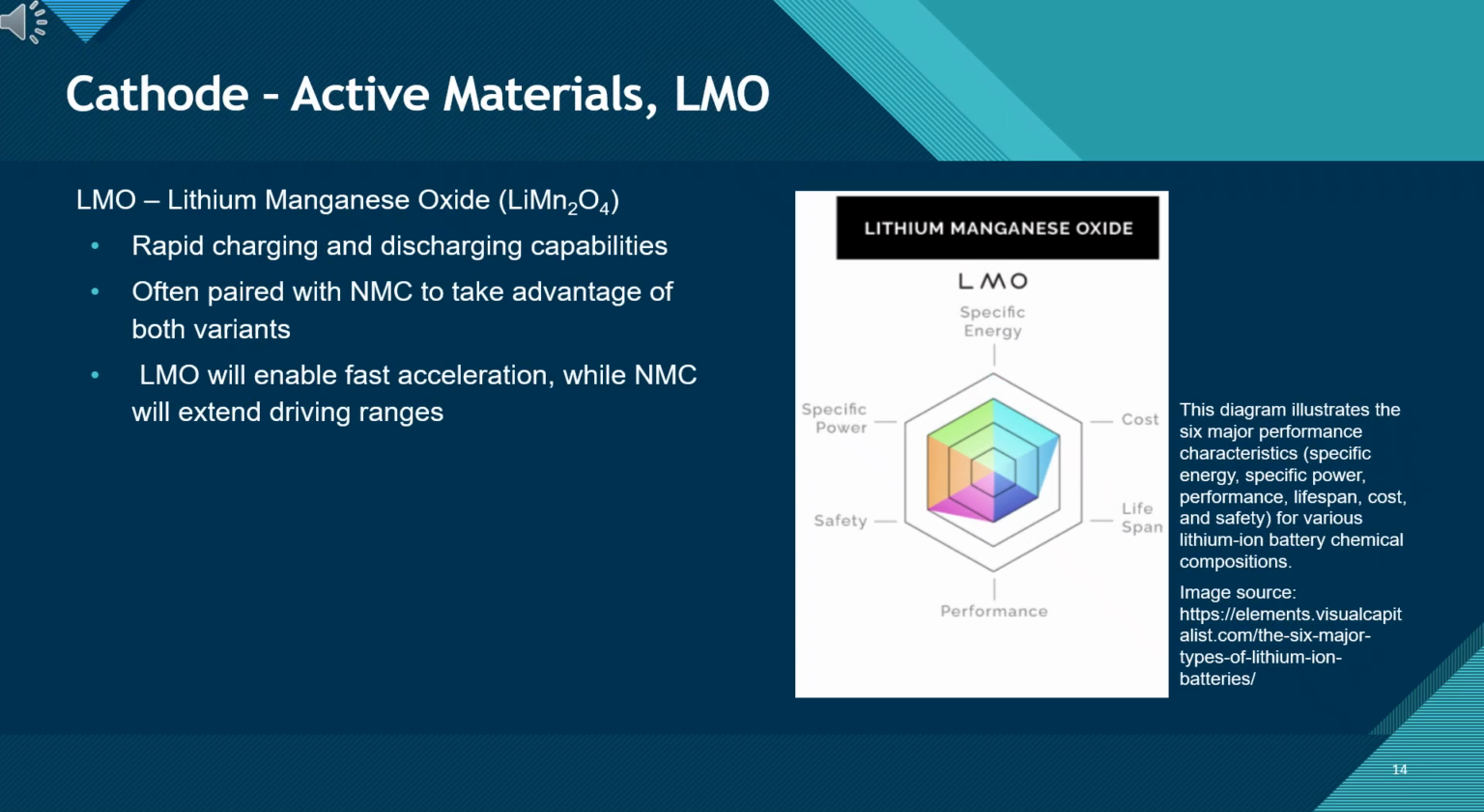Cathode active materials, LMO. Next, we have LMO, lithium manganese oxide. If you look at the spider chart, you will see a balanced profile, but its standout feature is specific power. This refers to the battery's ability to deliver high current quickly on demand. Because of this ability to discharge energy rapidly, LMO is a popular choice for power tools, such as cordless drills and saws, and medical devices. It provides that sudden burst of power when needed.